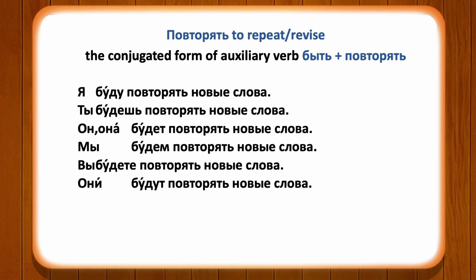To use it in future tense, the forms will be я буду повторять. Я буду повторять means that I will be revising or I will revise. Ты будешь повторять, it means you will be revising or you will revise. Он будет повторять, it means he will be revising or he will revise. Она будет повторять means she will be revising, she will revise.